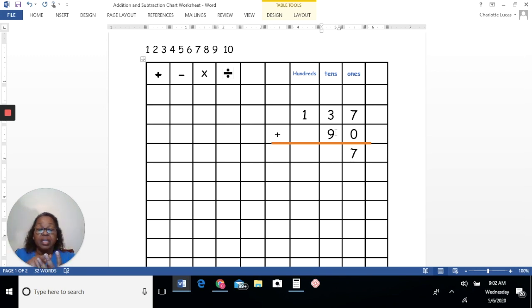9, 10, 11, 12. Please don't tease me because I'm using my fingers. I'm old school. It's okay. I get the right answer every time. 9 plus 3: 9, 10, 11, 12. 12. Okay, we can write our answer in.